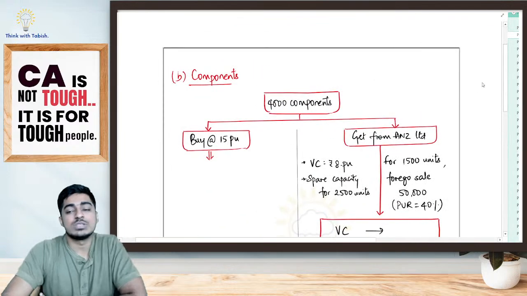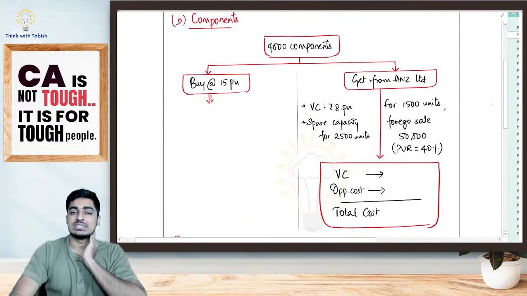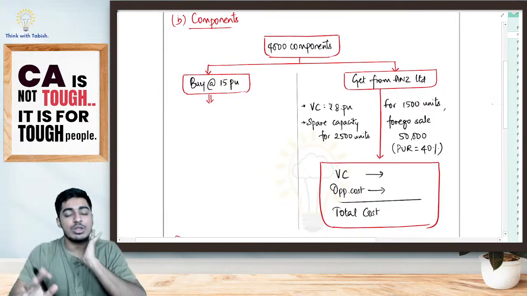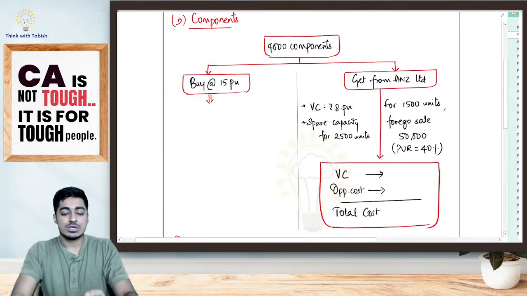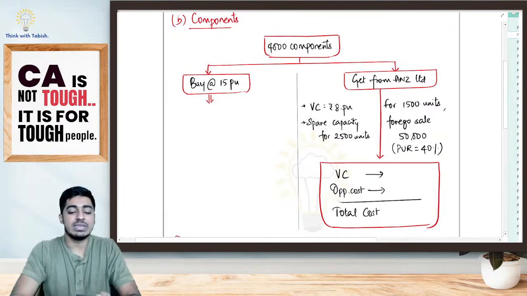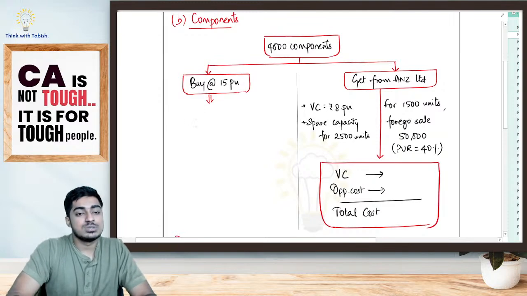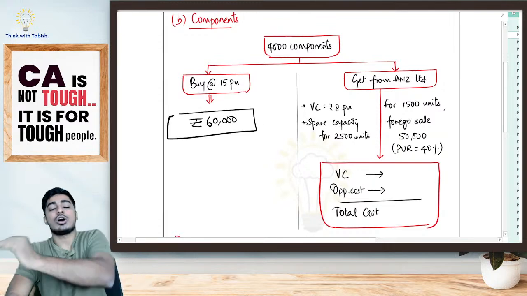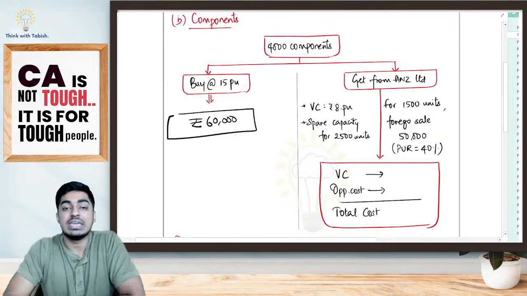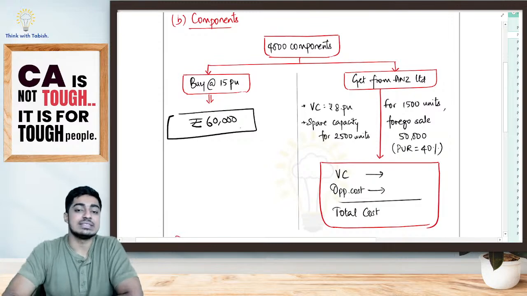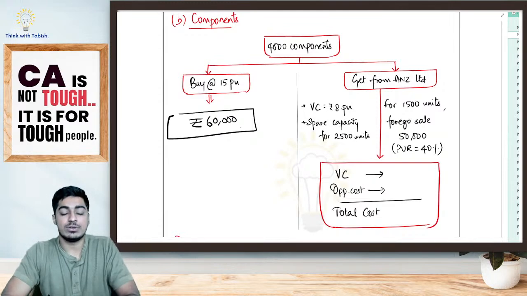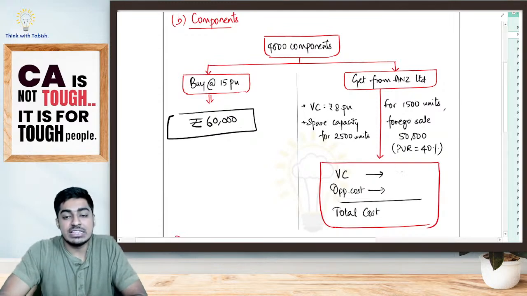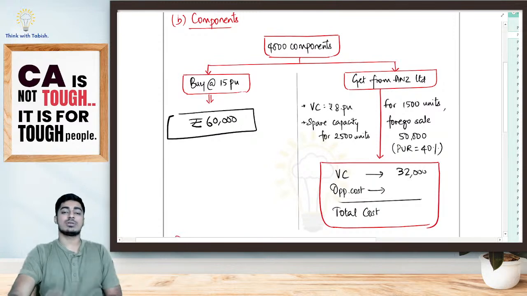Altogether, how many components are required? 4,000 components are required. Two options are available. Option number 1, buy from outside. What is the cost per unit? 15 rupees per unit. So for 4,000 components at 15 per unit, option number 1 would be 60,000. Now I have another option as well, that is I can get it from ANZ. What is the variable cost, students? It is 8 rupees per unit. 8 rupees per unit into 4,000 units, 32,000 will be the variable cost.